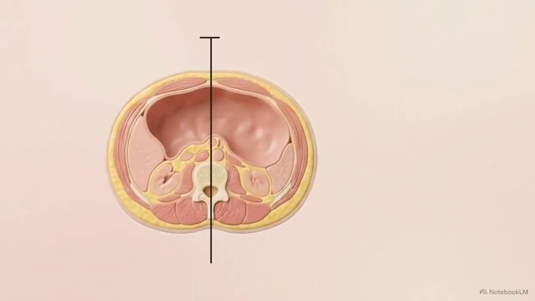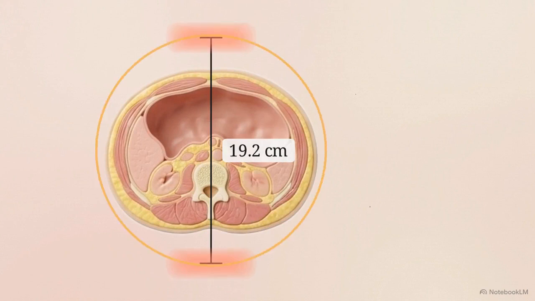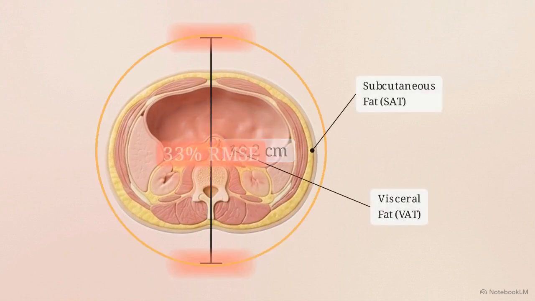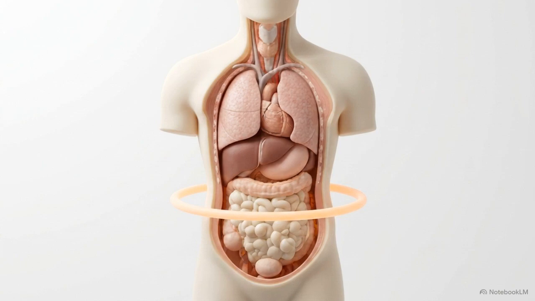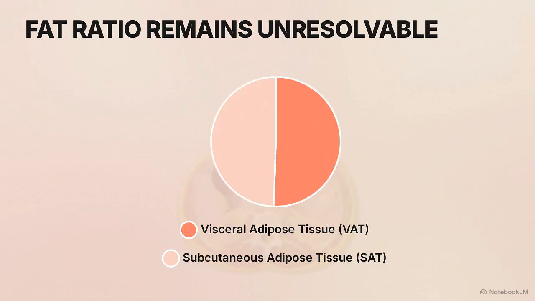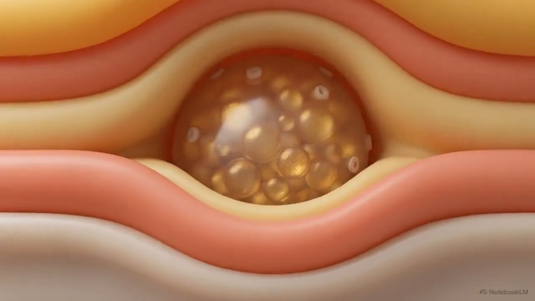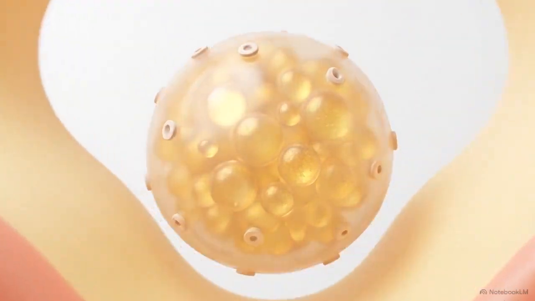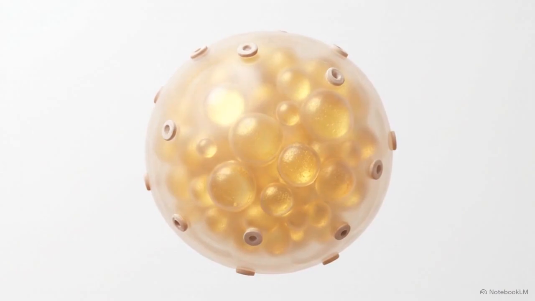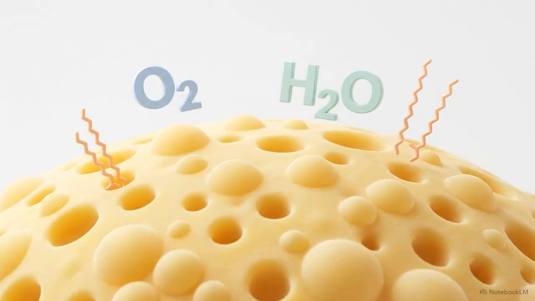A sagittal diameter measurement of 19.2 centimeters is currently used as a threshold proxy for metabolic derangement, but the margin for error is wide. Estimating visceral fat from waist circumference alone carries a 33% root mean square error. While these proxies identify general central weight, they cannot isolate the critical ratio of visceral to subcutaneous fat required for an accurate risk assessment. If we zoom past the abdominal wall and bypass the subcutaneous tissue, we reach the membrane of a single visceral adipocyte, where the local chemistry explains why this tissue expands on its own.